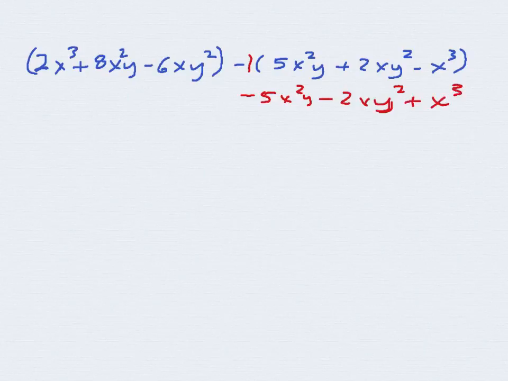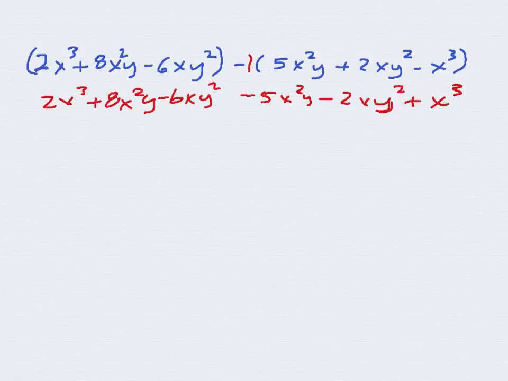If that had been a number outside of there, like a 2 or a 7 or whatever, we would have multiplied everything through by that coefficient as well. And the first bracket, let's rewrite it. 2x cubed plus 8x squared y minus 6xy squared.